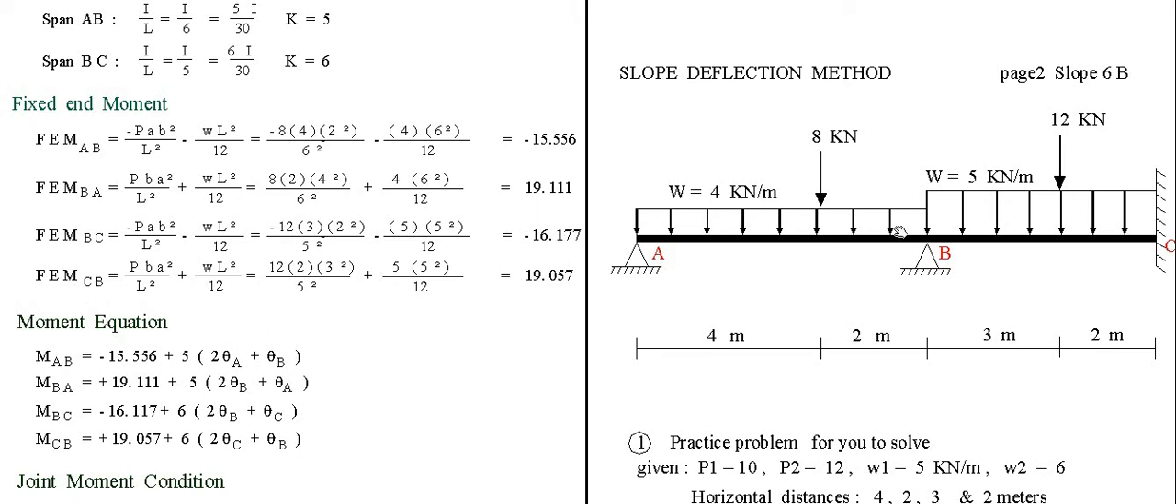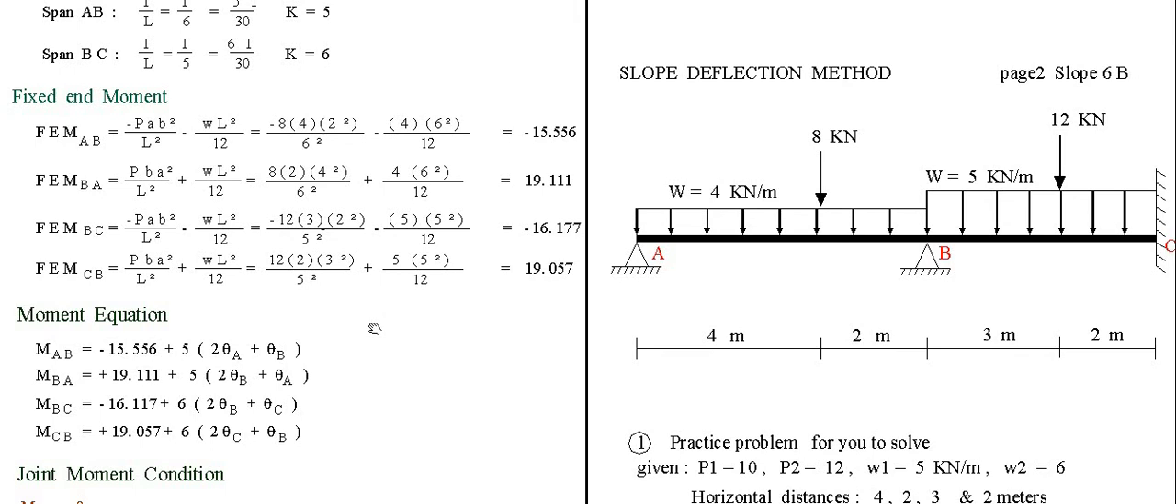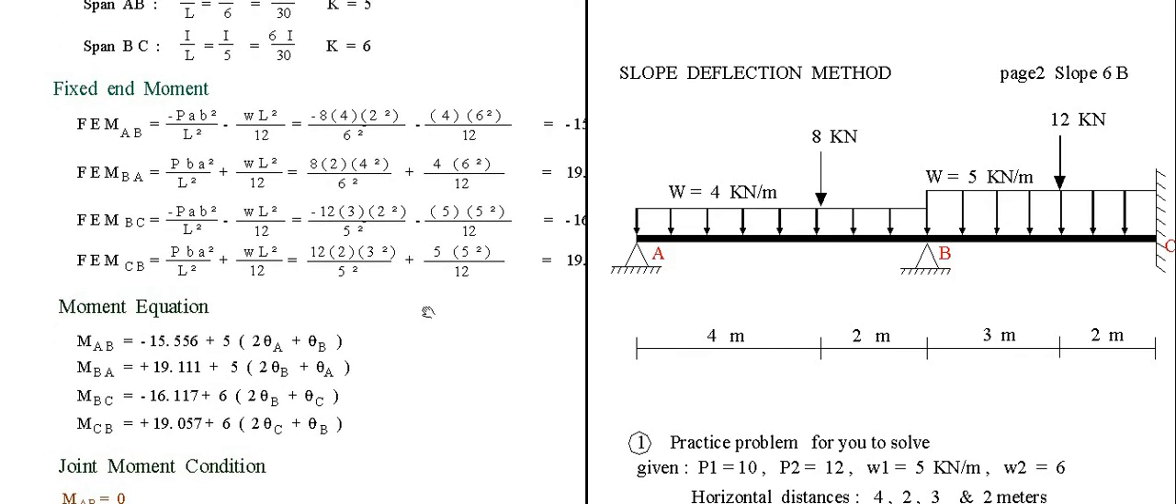Then fixed end moment CB, C is going to be the near distance. Okay, 12 times near distance of 2, far distance of 3, divided by span 5 square. Then plus 5 times span 5 square divided by 12. Simplifying, we have 19.057. Okay, now we have completed the fixed end moment.